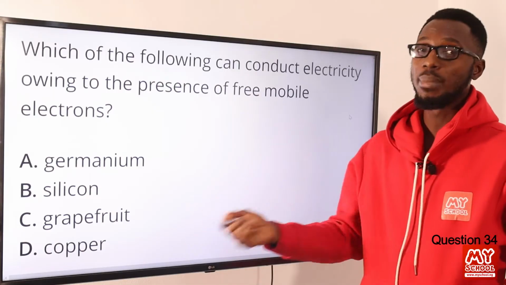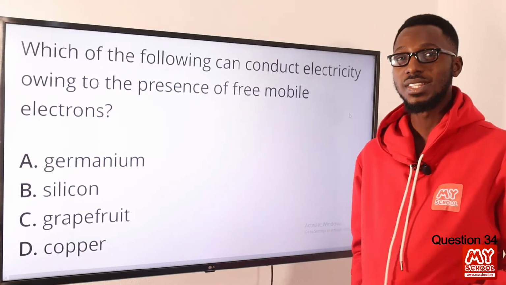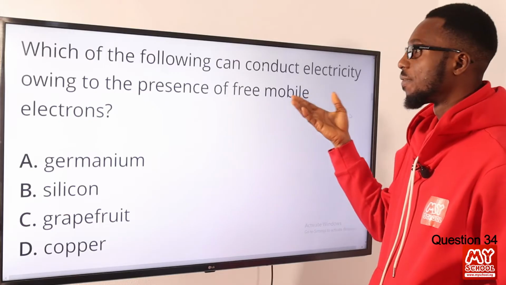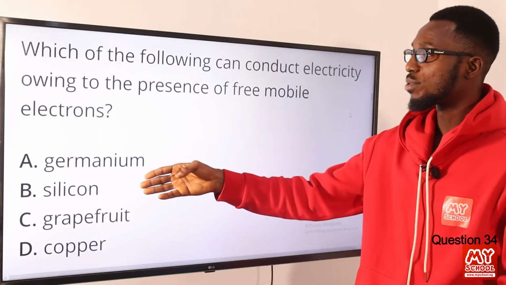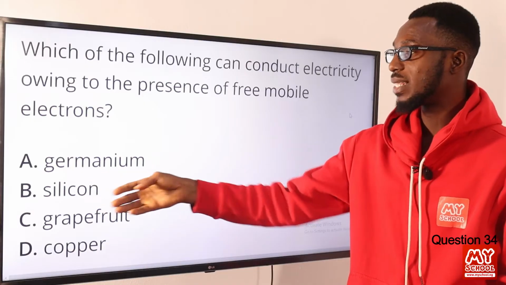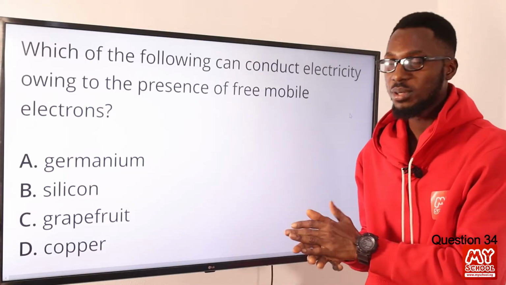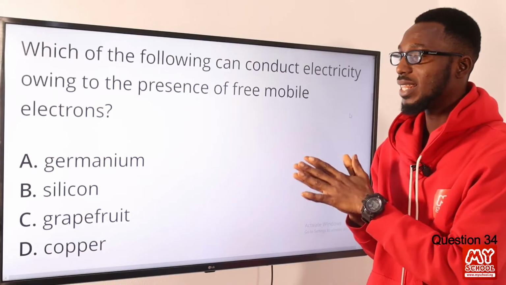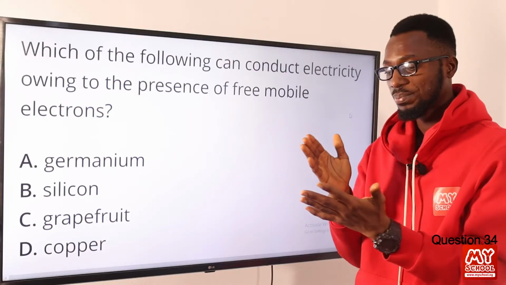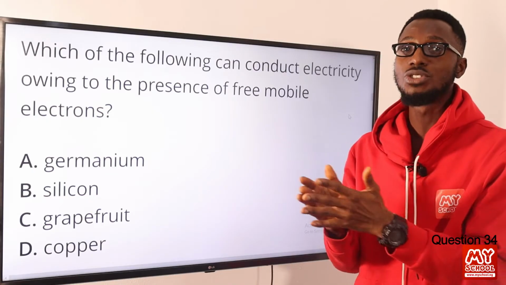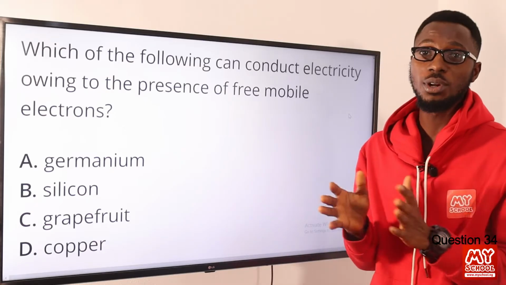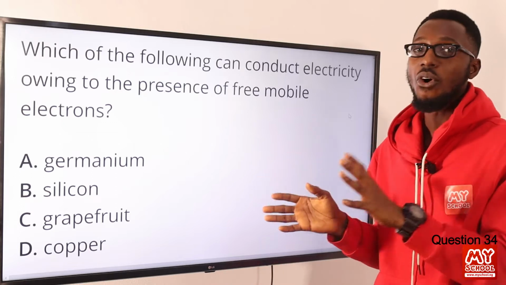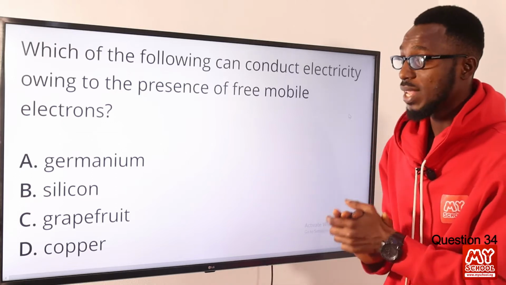So that should be copper because we know that metals conduct electricity due to the presence of free mobile electrons, metals like copper. When it comes to germanium and silicon, these are very good semiconductors. The carriers of electricity in them include electrons and holes. Holes are the positive ones, electrons are the negative ones, depending on the type of semiconductor you're talking about, either the N type or the P type.